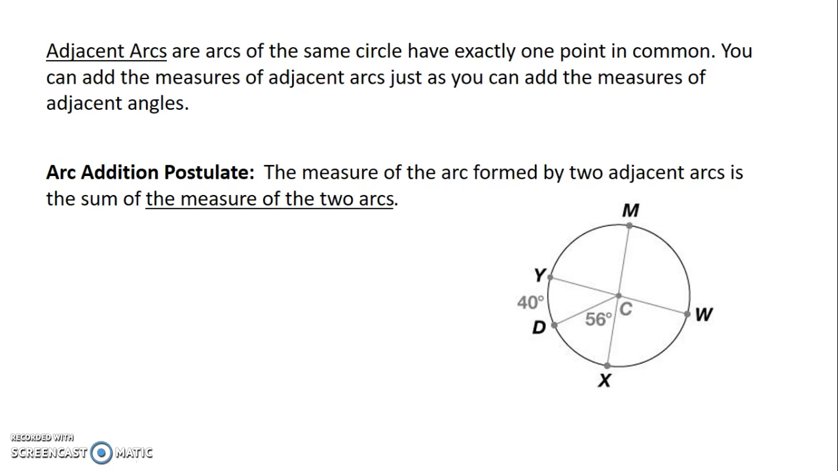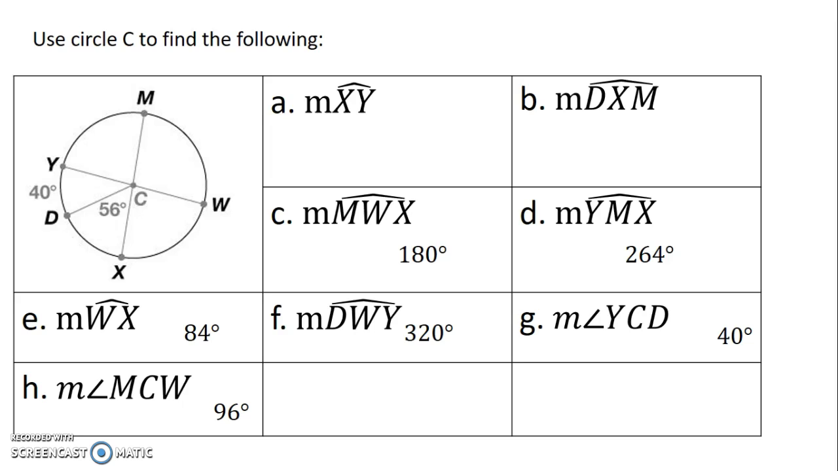We've had segment addition postulate, we've had angle addition postulate. Now we're just doing the exact same thing but for arcs. And again, the measure of the arc formed by 2 adjacent arcs is the sum of the measures of the 2 arcs. We just said that. So if they're next to each other, you can add them.